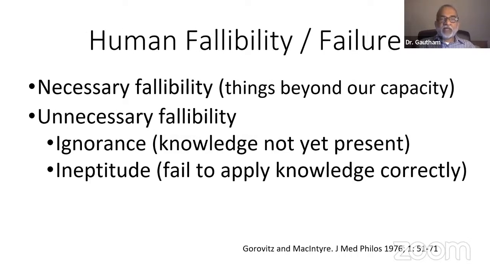And Gorovitz and McIntyre, who are philosophers, say whenever there is failure, there is human fallibility, and there is necessary fallibility. Like today, I cannot resuscitate and save a baby who's born at 21 weeks gestation. That's beyond our capacity. Or if there's a baby born with anencephaly, I cannot do a brain transplant in that baby. That is beyond our capability. But there is unnecessary fallibility, which means there is ignorance and there is ineptitude. So there is knowledge that we know, but we don't apply it correctly. These things are as important as the machines that we buy. I want you to keep that in mind.